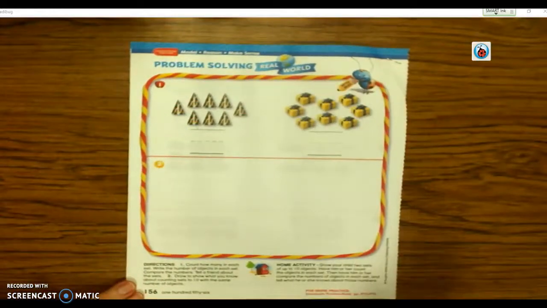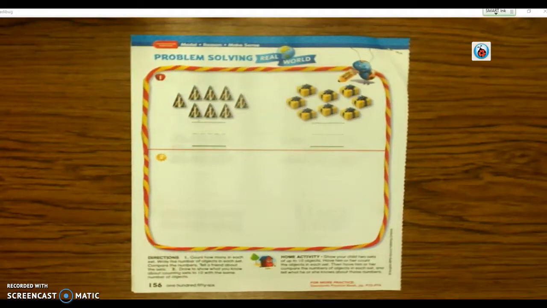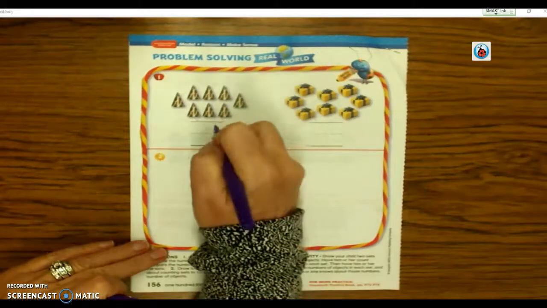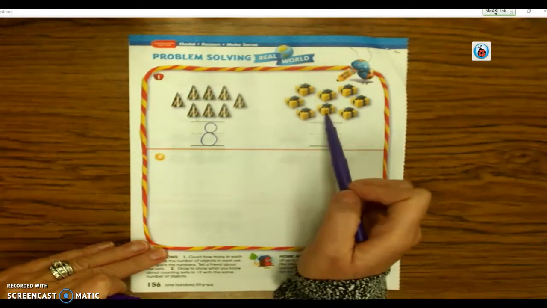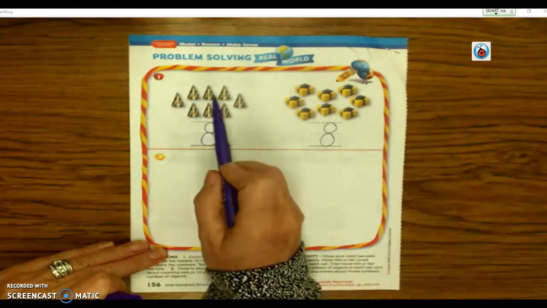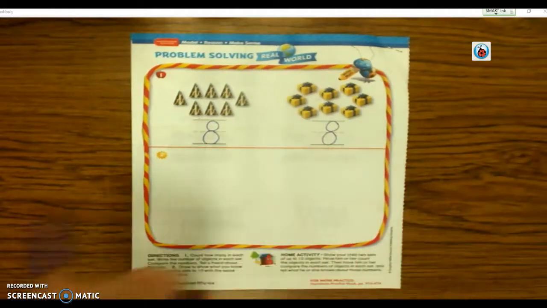All right, by the red apple, count how many are in each set. Write the number. All right, 1, 2, 3, 4, 5, 6, 7, 8. 1, 2, 3, 4, 5, 6, 7, 8. Oh, are they the same? Let me see. Check again. All right, boys and girls, there's 8 in each set. What does that mean? That means they are the same, or the math word for that would be equal. They're equal. They're exactly the same.